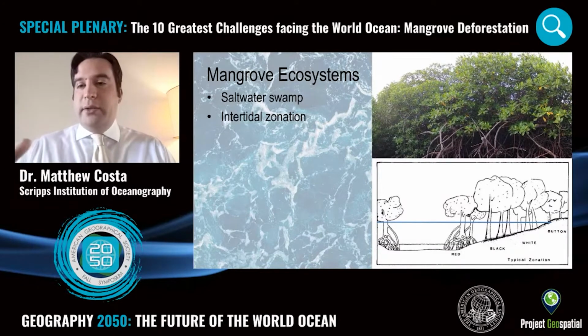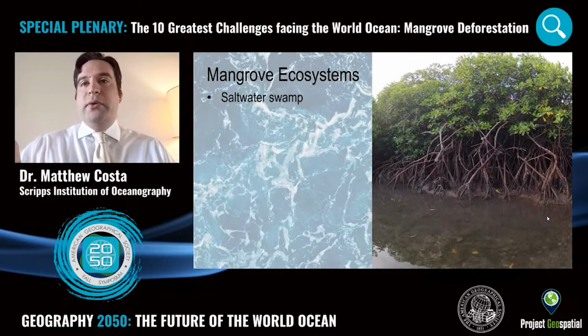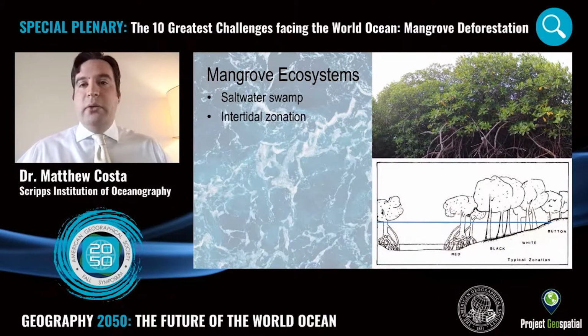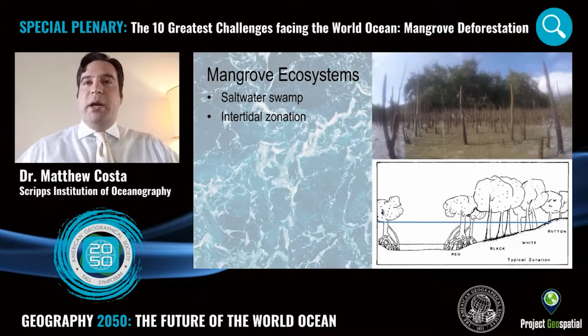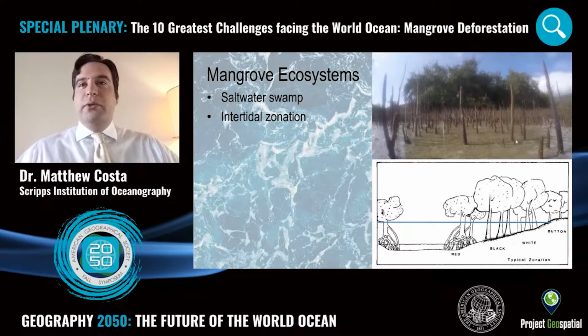The red mangroves, as you can see here, with their prop roots, live in the low intertidal, closer to the ocean, whereas other species live higher up in the intertidal zone, such as the black mangrove, whose aboveground root structure is called pneumatophores. You can see here, these are found higher up in the intertidal zone.